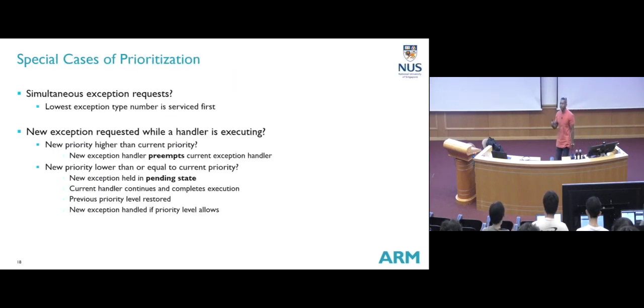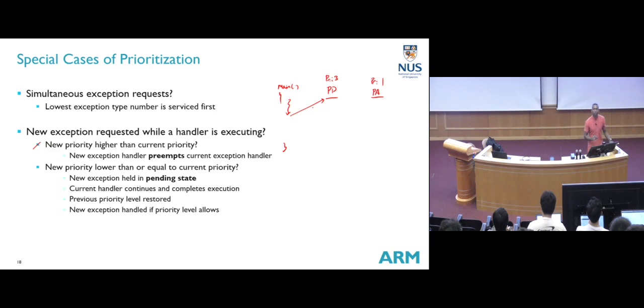How about the case of nested interrupts? In the case of nested interrupts, if the new interrupt or new exception is higher priority, then I will preempt my current interrupt. For example, if I have my main loop running, and I have a port D interrupt and a port A interrupt, and I say port D is priority level 3 and port A is priority level 1. If, while I'm in my main loop, port D triggers, I will jump to the port D interrupt first.